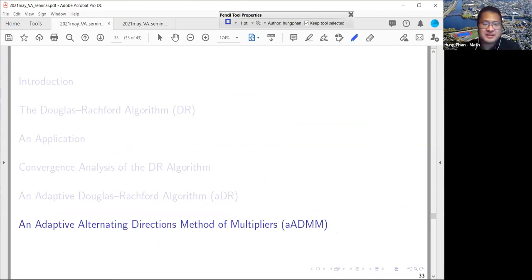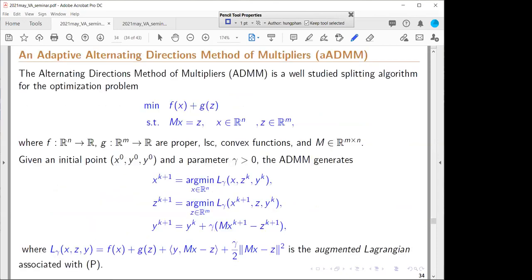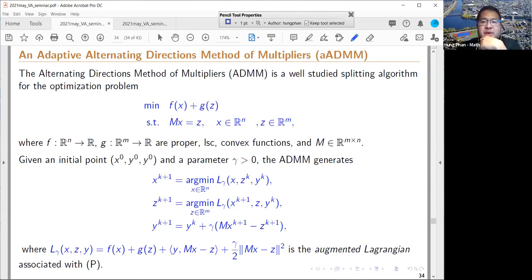Okay. So the ADMM, the classical ADMM, is a well-studied splitting algorithm for the optimization problem of minimizing f(x) plus g(z), where x and z are related by a matrix relation, Mx equals z. And the ADMM generates a sequence, where x_{k+1} is a minimizer of the augmented Lagrangian L_gamma, defined by this expression.